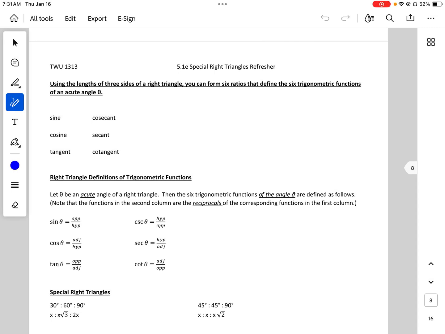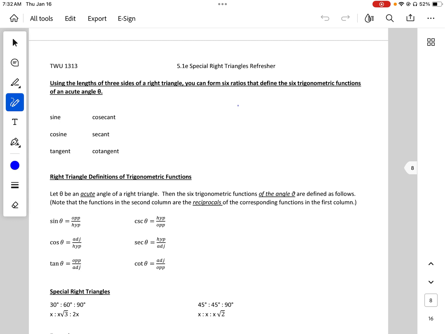Let's review some special right triangles. So let's talk about a right triangle. We're doing it this way because that's usually how our triangle is whenever we start at the initial, the 0 degrees. So this is our angle, theta. So this would be opposite, this would be adjacent, and this would be hypotenuse.